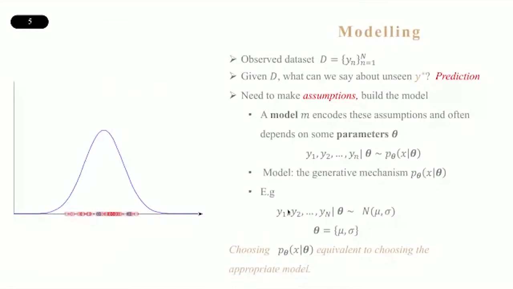In the specific example, as you can see in the plot, I make the assumption that the data generating mechanism is a Gaussian distribution. The parameters that I assume for my model are the mean and sigma, the standard deviation of the distribution. So choosing a data generating mechanism is equivalent to choosing the appropriate model, and the parameters are a basic characteristic of the model.